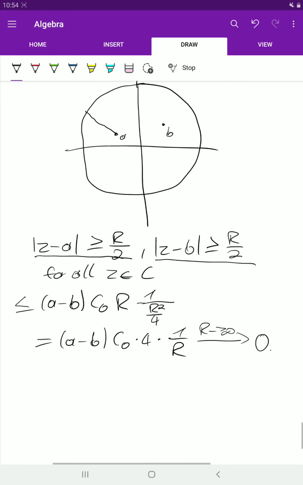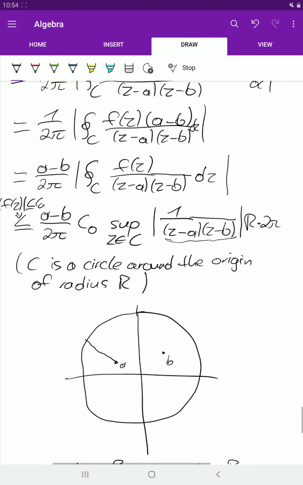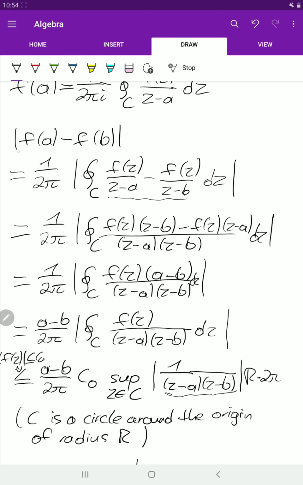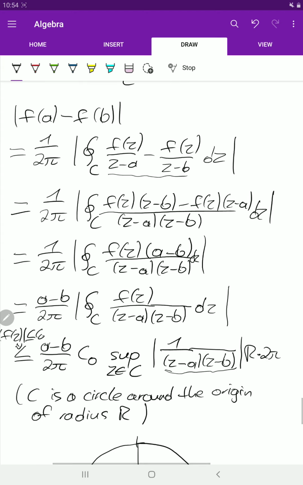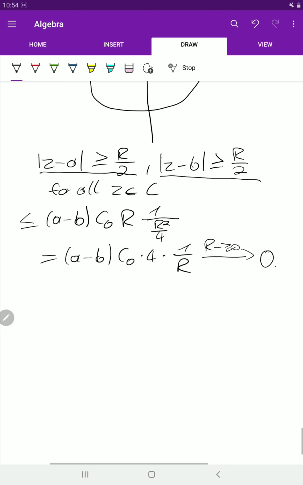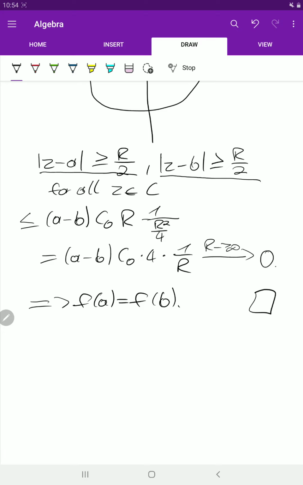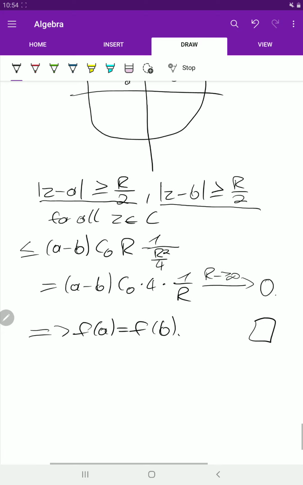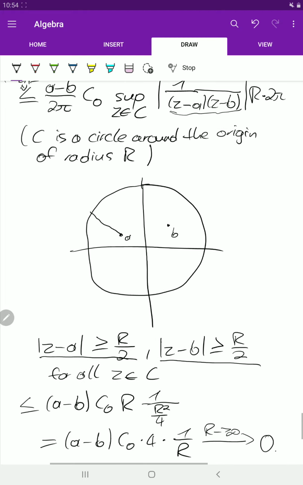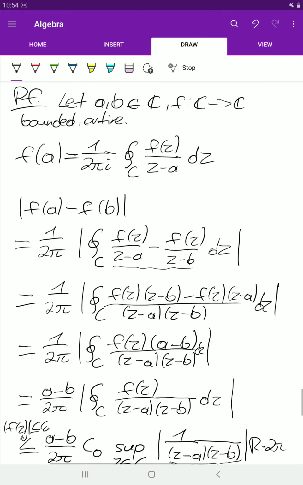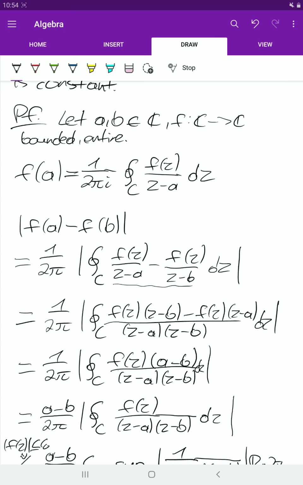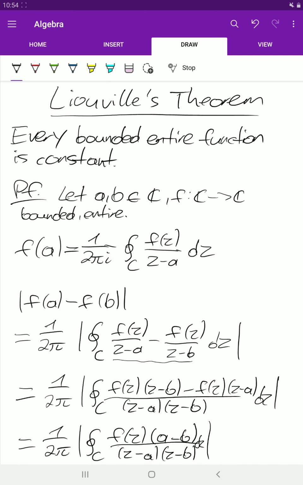So we let r tend to infinity, and so we get that f of a minus f of b is 0. So we get that f of a is equal to f of b, and that's for all complex numbers a and b. So that's what we wanted to prove. So this function is indeed constant, as f of a is equal to f of b for all complex numbers.